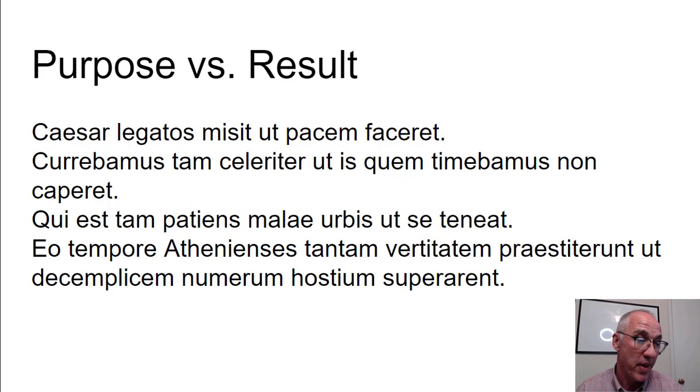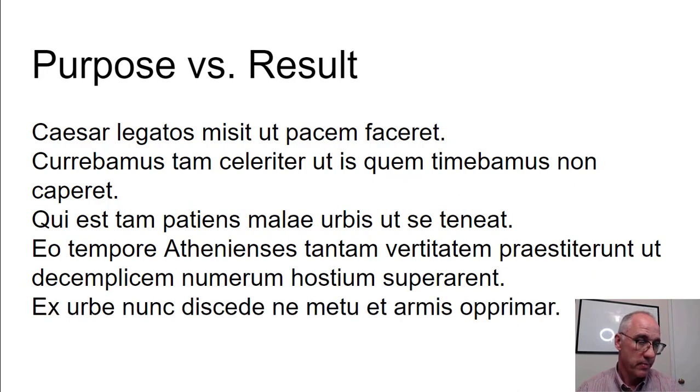And the last one, eo tempore Atheniensis tantum veritatem praestiterunt ut decem plicem numerum hostium superarent. Tantum, so much truth that as a result, okay, result clause. Ex urbe nunc discede, depart now, ne, so that not. Notice in this sentence you've got two strikes against the result clause. Number one, there's no tam, ita, sic, or tantus in there, okay? And part two, it's introduced by a ne. So no indication this is a result. This is a purpose clause.